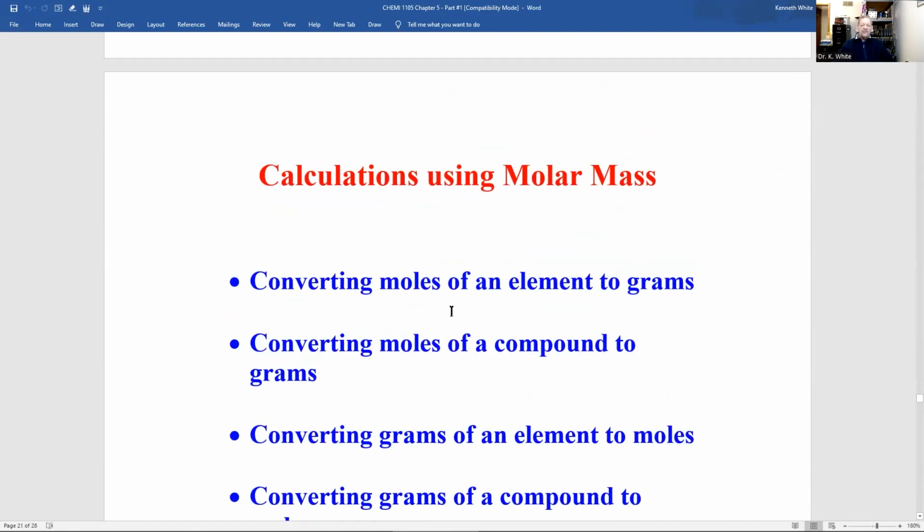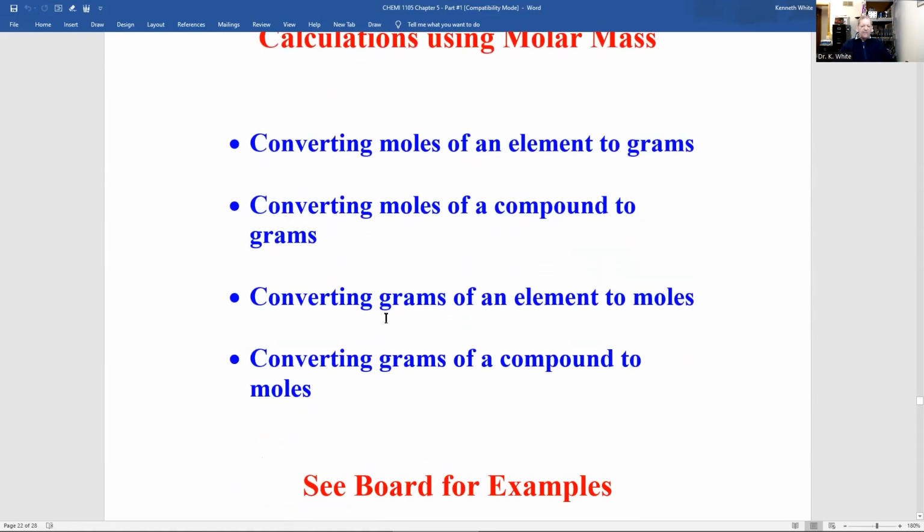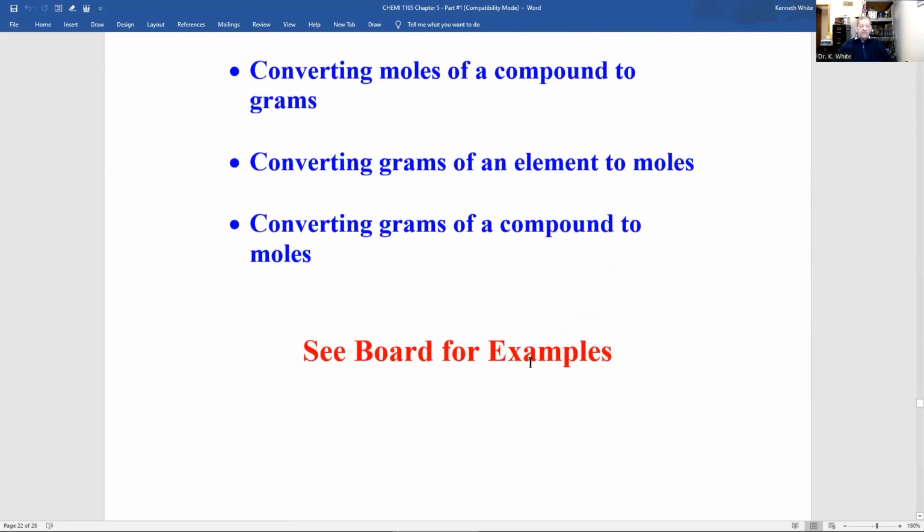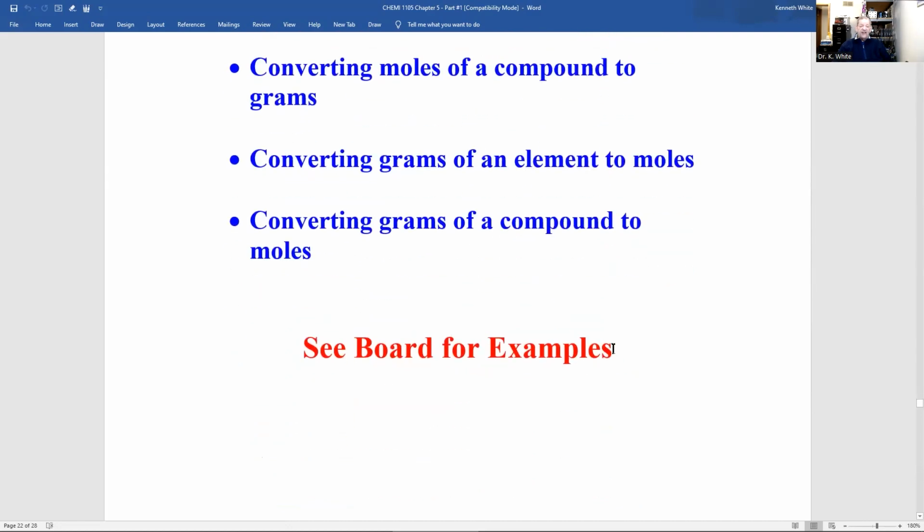Now, we've done these calculations already. All these different converting moles of an element to grams, converting moles of a compound to grams, converting grams of an element to moles, and converting grams of a compound to moles. We've done that today and last week. So you can go back and look at the video for when I did that on my whiteboard.